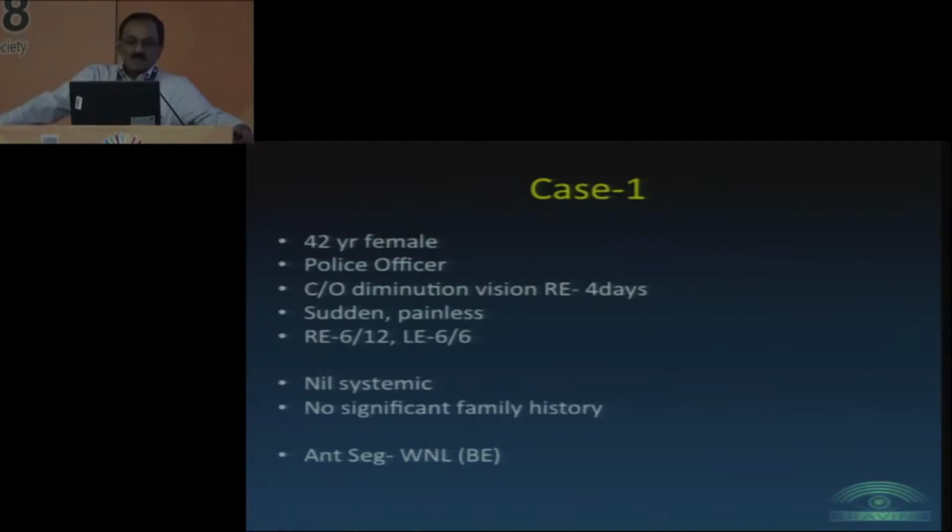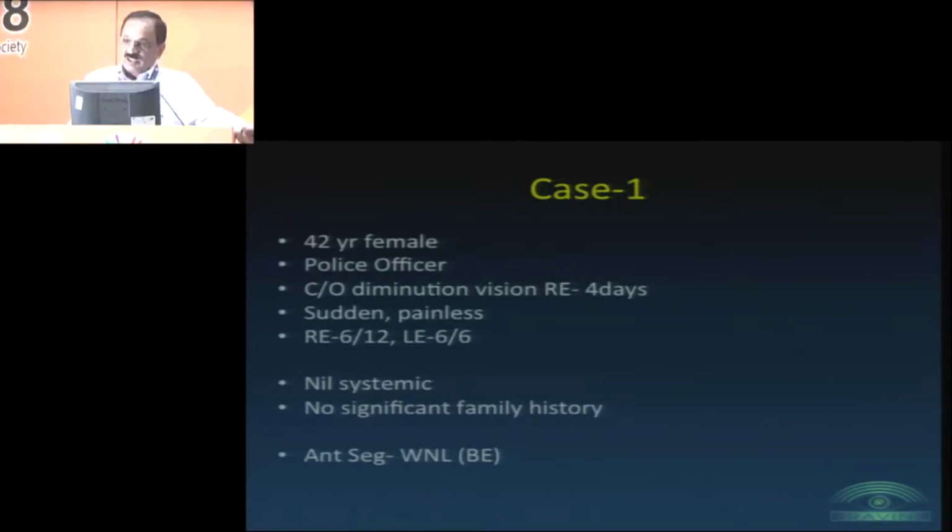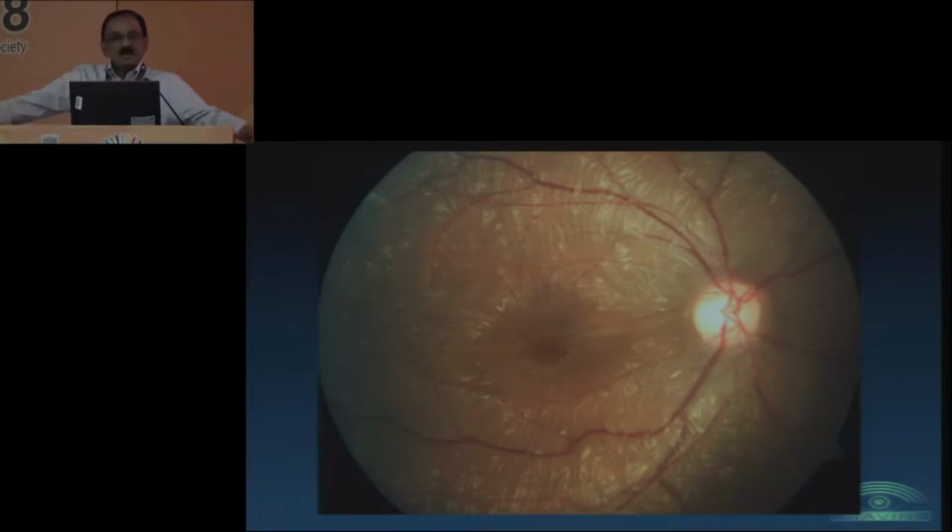This is a case of a 42-year-old female who's a police officer, came with a sudden diminution of vision of 4 days duration, mild vision about 6/12 with no other significant history. The anterior segment was normal. When we looked at the right eye fundus, this is the picture, the glistening membrane that you're seeing. What do you think this could be? What would your first thought be when you see a membrane like this?